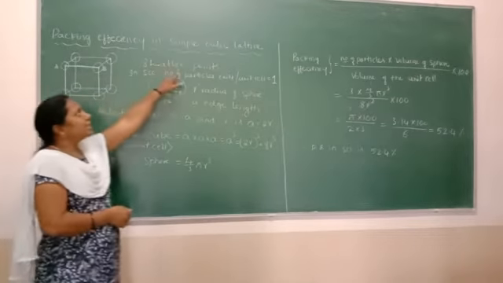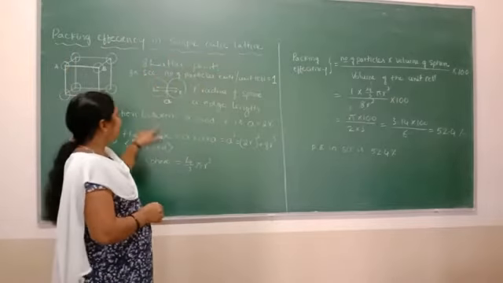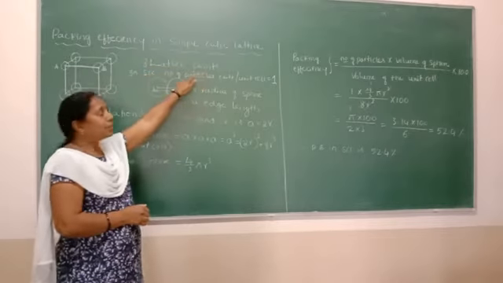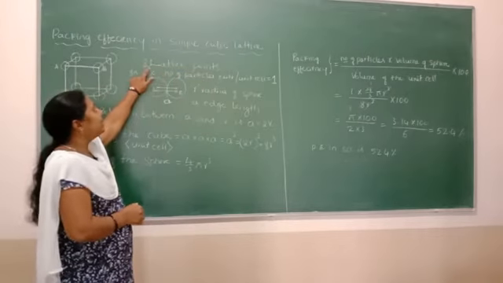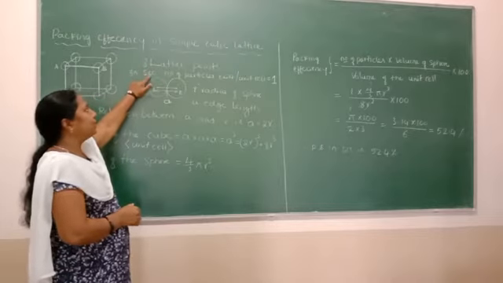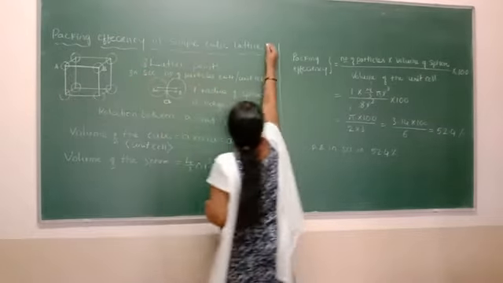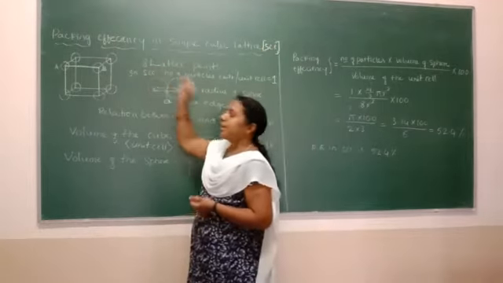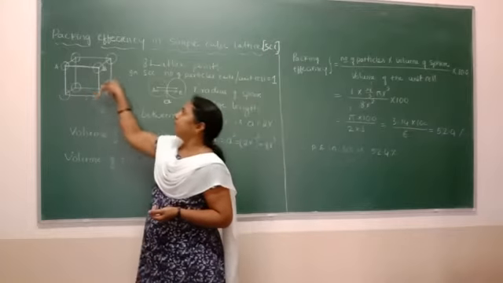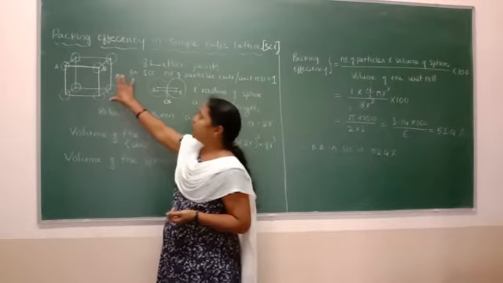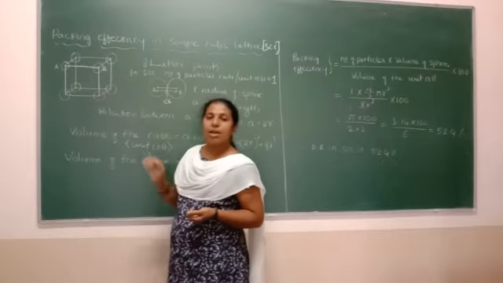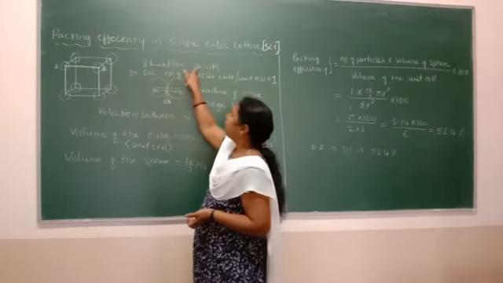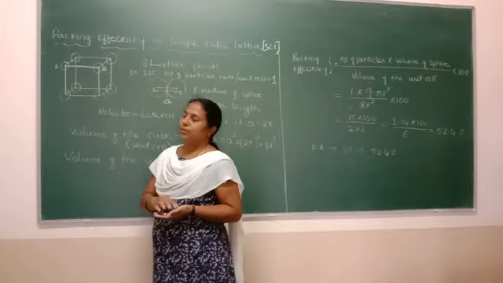We know that in a simple cubic lattice, SCC, only 8 lattice points are there. The simple cubic lattice is also known as SCC. All these 8 lattice points are arranged at the 8 corners of a unit cell. This is the cubic unit cell in which all sides are equal and all angles are equal. In this cubic unit cell, 8 lattice points are arranged at the 8 corners.